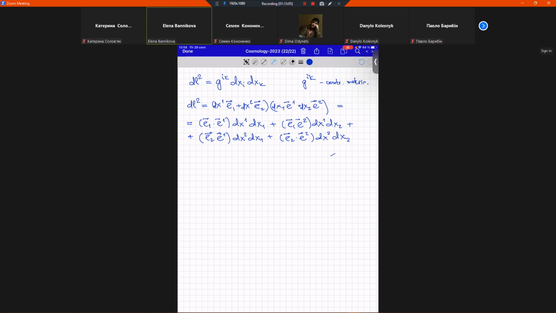Now I remember that I use the rule that e^i e_j equals delta^i_j. So again, this is 1 if i equals j, and 0 if i is not equal to j. So what I can see is that if the indexes are not equal, this will be 0, and this also will be 0.